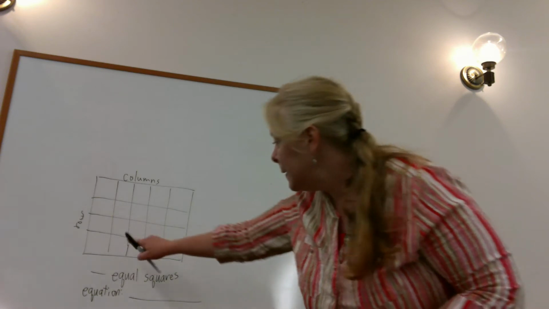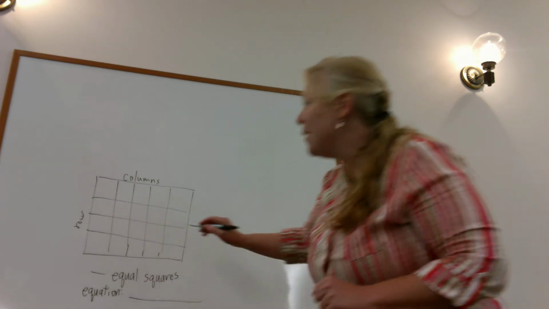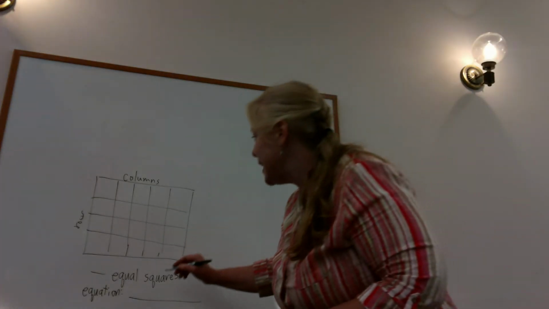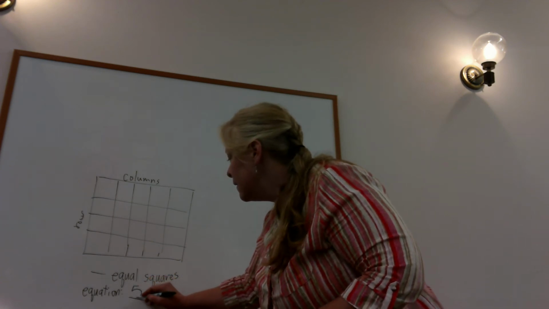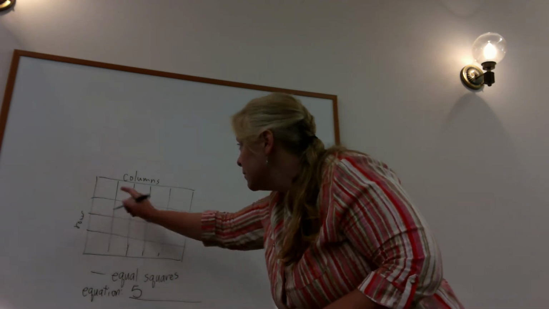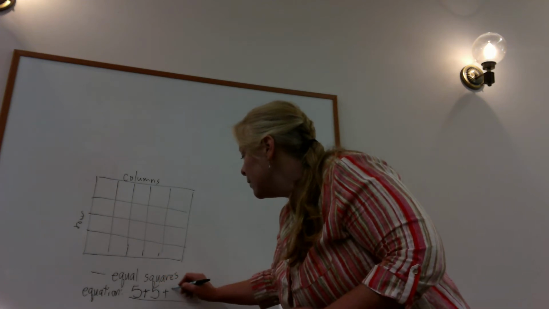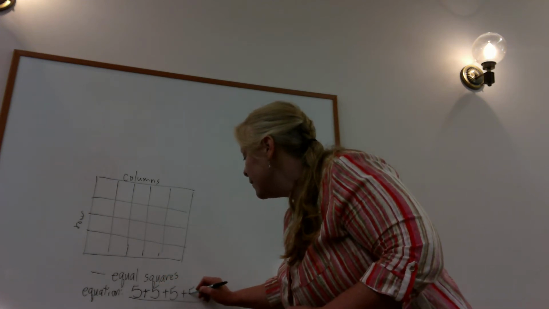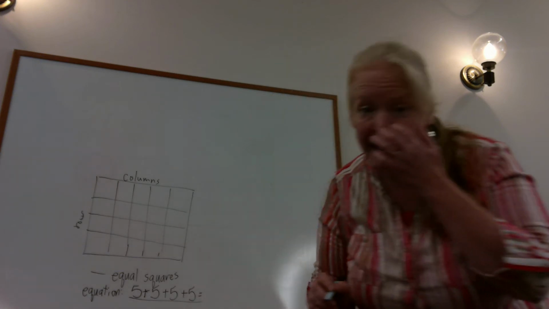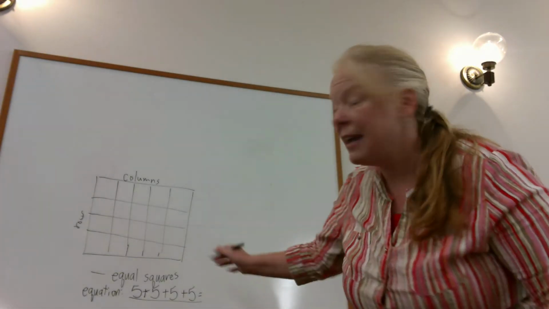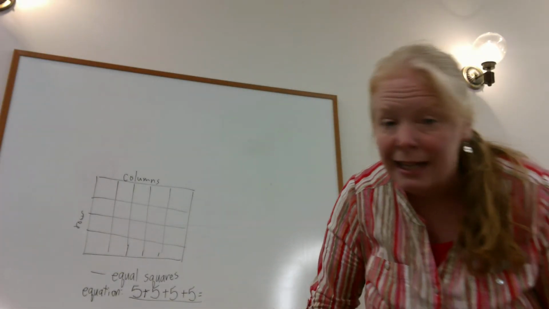Okay, so if we want to do it that way, we would say, we would go here, 5 plus 5 plus 5 plus 5 equals, and you can count by 5s to get there, so how many does that equal? 20.